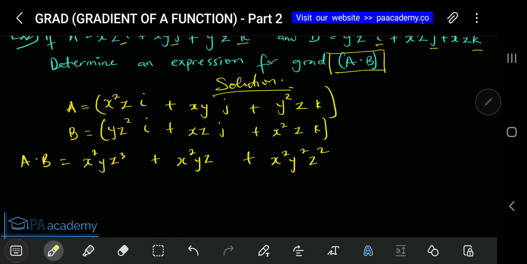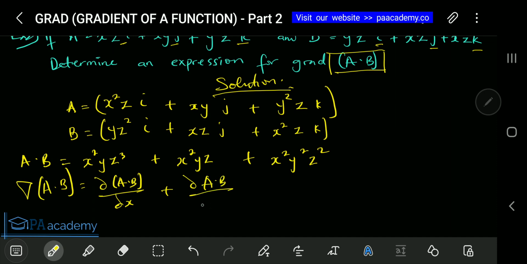Now we can go ahead and calculate the grad. Sorry, it should be the other way around: the grad of A dot B. This will be the partial differential of A dot B with respect to x, plus the partial differential of A dot B with respect to y, and don't forget the i, j, plus the partial differential of A dot B with respect to z along the k coordinates.